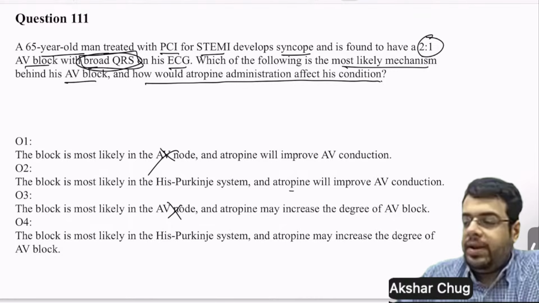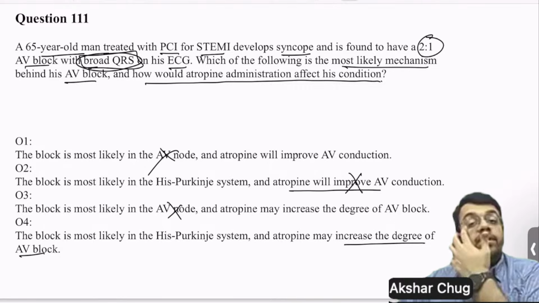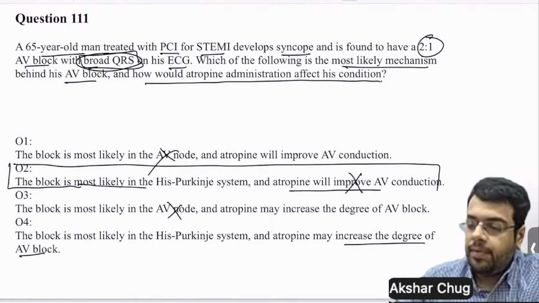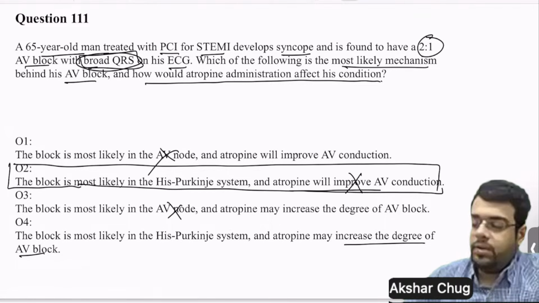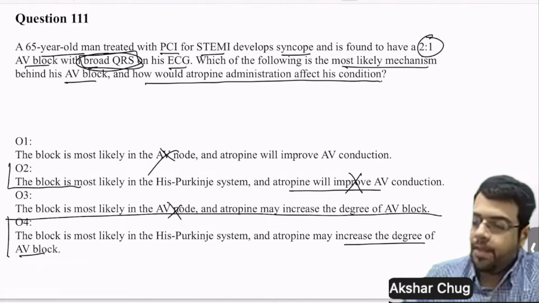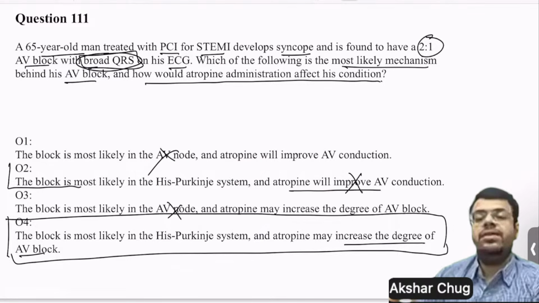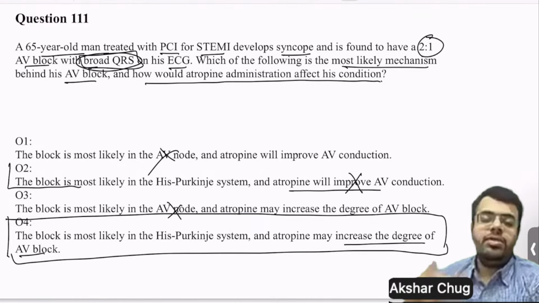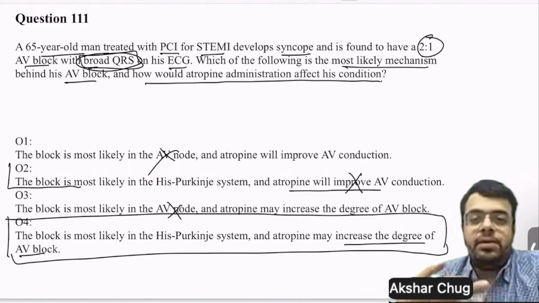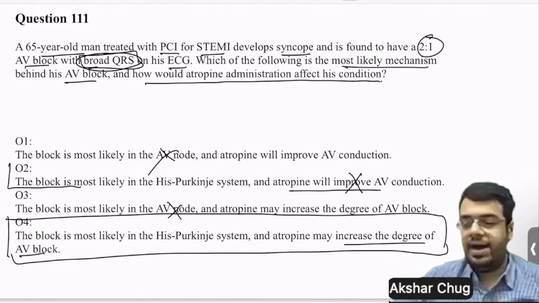And will atropine improve it? No, it will rather worsen it and increase the degree of the AV block. This is due to a reflex mechanism. So the answer would be option 4. Atropine is usually the drug of choice for bradycardia, so it seems counterintuitive, but on giving repeated doses of atropine, it will create a reflex response and the heart will increase the AV block instead of reducing it. So the answer is option 4.